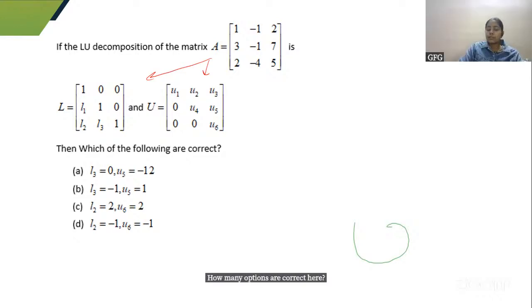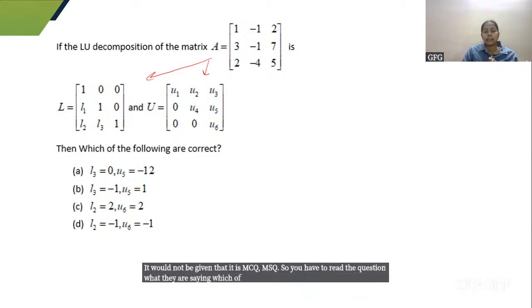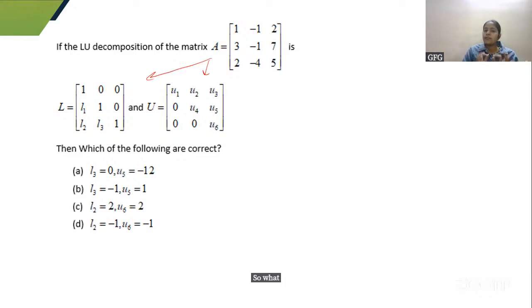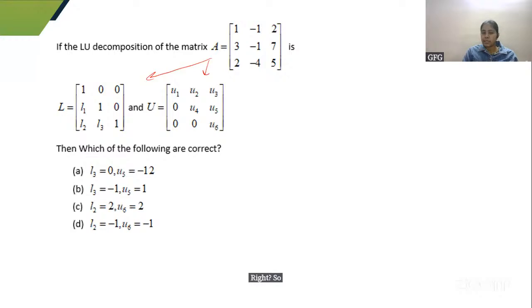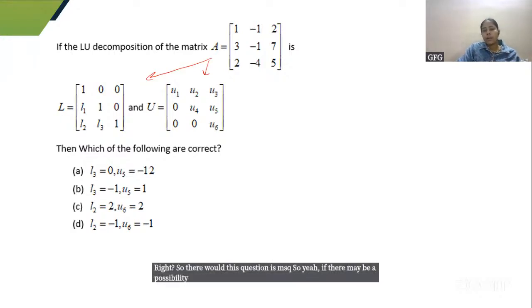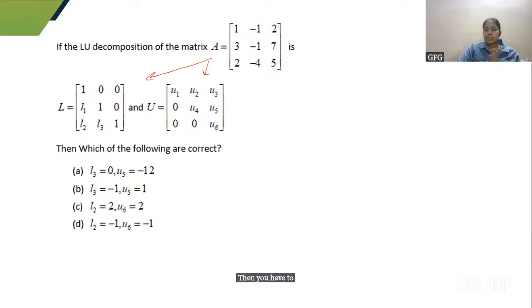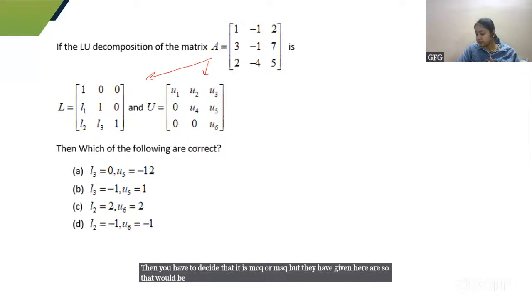Look, which of... it will never be written like this, it would not be given that it is MCQ or MSQ. So you have to read the question, what they are saying, which of the following are correct. If there is a single option correct, they would have said which of the following is correct, right? So this question is MSQ. If there may be a possibility that it is MCQ or MSQ, they would say is slash R. Then you have to decide whether it is MCQ or MSQ. But they have given here R, so that would mean that it is MSQ.